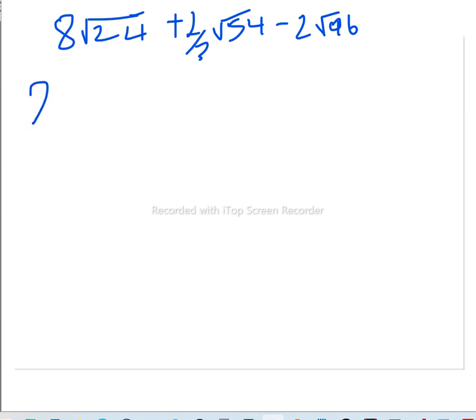8 square root of 24 means 6 times 4. We can do it like this, 6 times 4, plus 2 over 3. This question is too complicated.